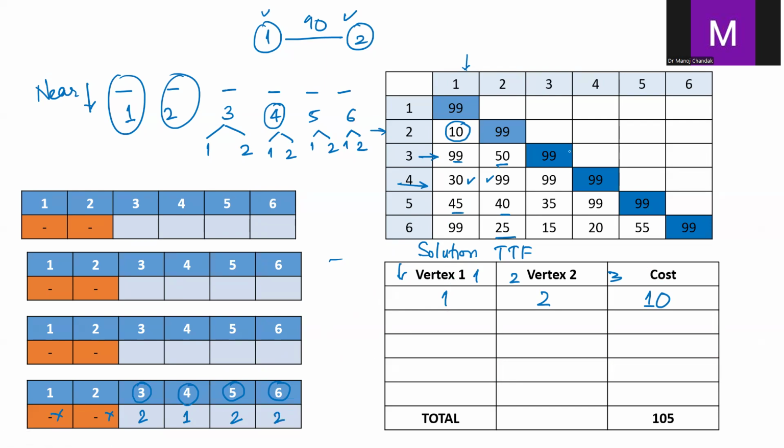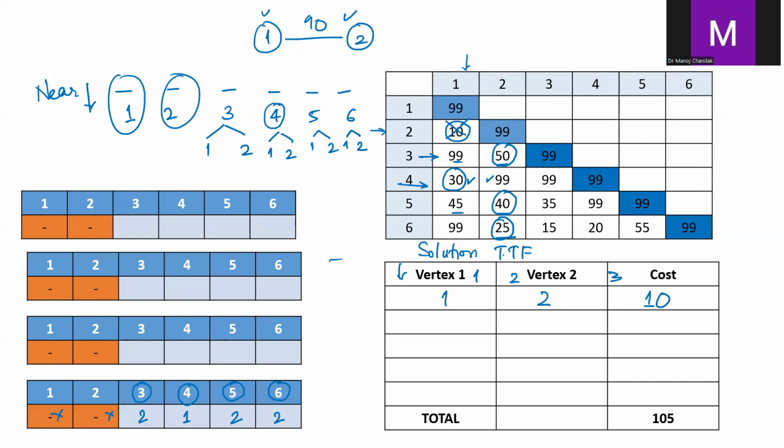What is to be picked after all this? That is decided using the values which you have selected. So first value selected was 50, second value was 30, third value was 40, and fourth value was 25. So out of these four values, this was already picked.